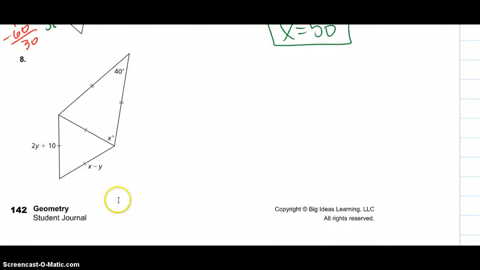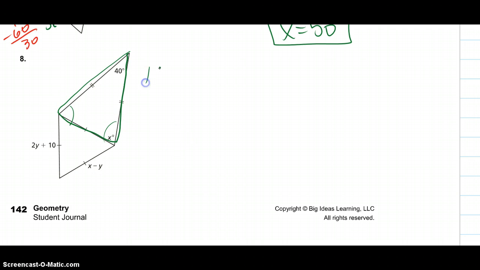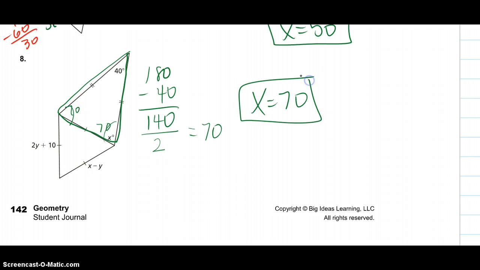Okay, and then our last problem will be number 8. So if you look at number 8, we also have two triangles here as well. What I first want you to look at is the top triangle I'm highlighting in green here. The legs are congruent, which should tell me that the base angles are congruent. Since I know that the top angle is 40, I can take 180 and subtract 40 to get 140, and know that I have 140 degrees left inside that triangle. And since the base angles are congruent, all I have to do is divide that by 2. And 140 divided by 2 would be 70. So I have just found my value of x. So x is going to be 70.